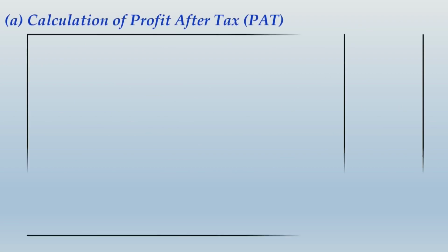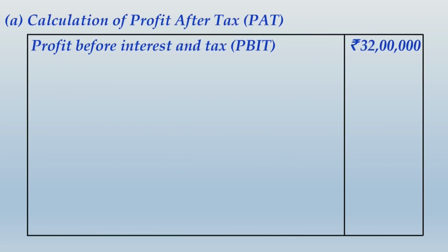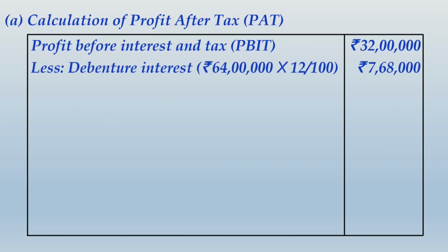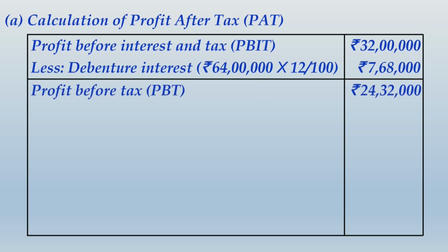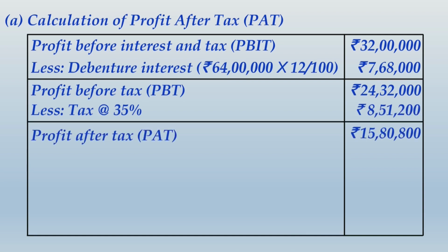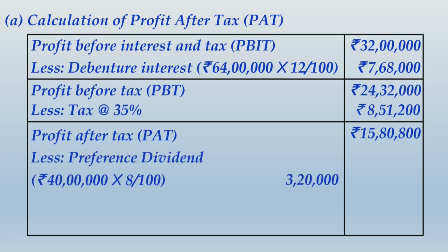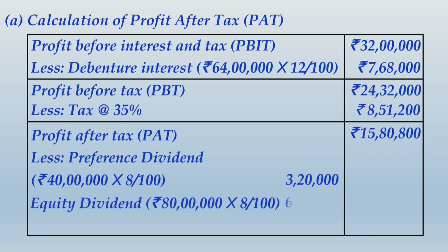In the solution, you are first going to compute the profit after tax, and for that the profit before interest and tax is given as rupees 32 lakhs. Debenture interest will be rupees 7,68,000. Profit before tax will be 24,32,000. Tax will be 35%. So profit after tax is 15,80,800. From that you subtract the preference dividend, and that is 3,20,000, and equity dividend is 6,40,000.